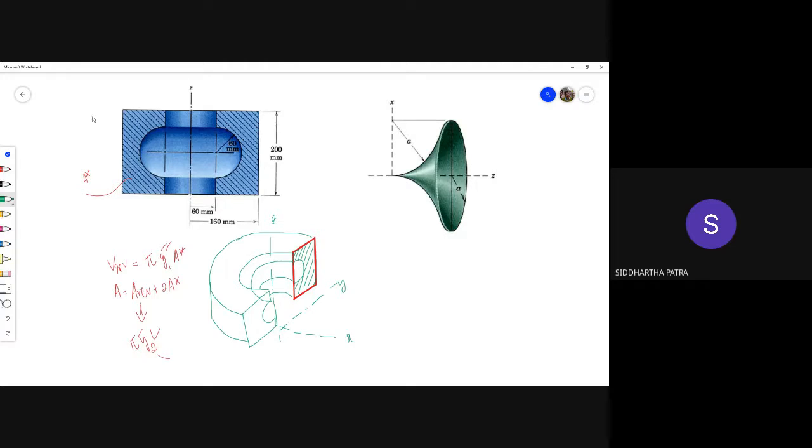So for the cross section, you can think of it as a rectangle made composite with a semicircle. Try to get, for this section, the centroid of the area and the centroid of the boundaries.